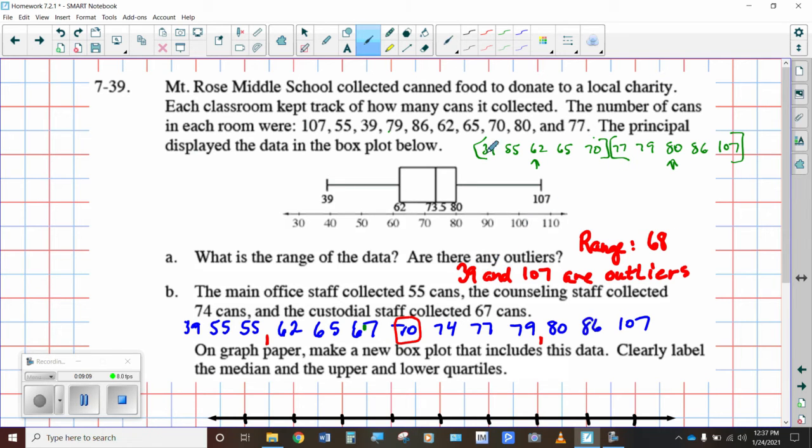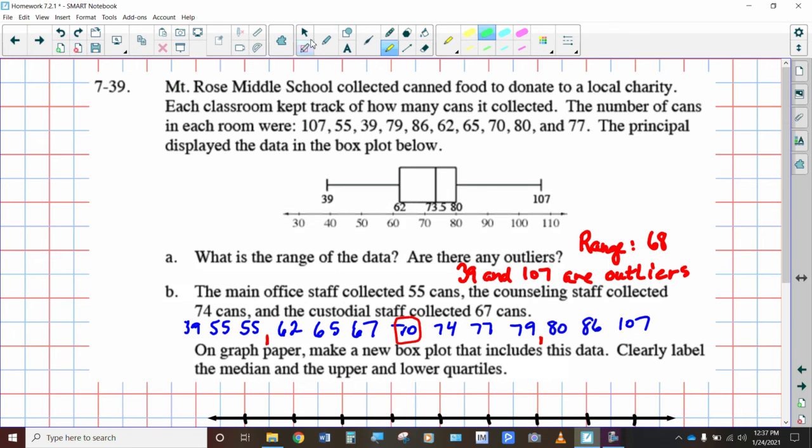It's debatable whether the 39 and the 107 are truly outliers, but when you think about it, the distance between 55 and 86 is only 31, and the gap between 39 and 55 and the gap between 86 and 107 is pretty sizable compared to the gap between the rest of the data. So you can justify calling the minimum and the maximum, in this case, outliers. Okay? All right, I'm going to get rid of all of that, and let's take a look at Part B.